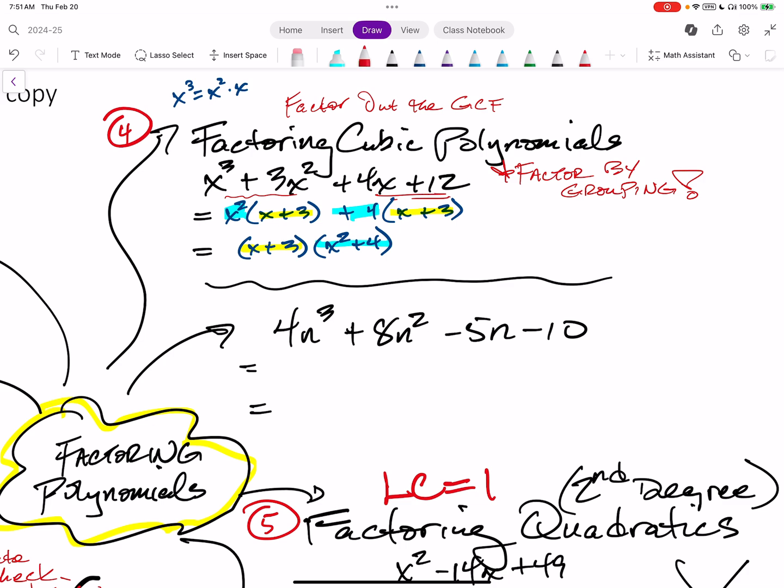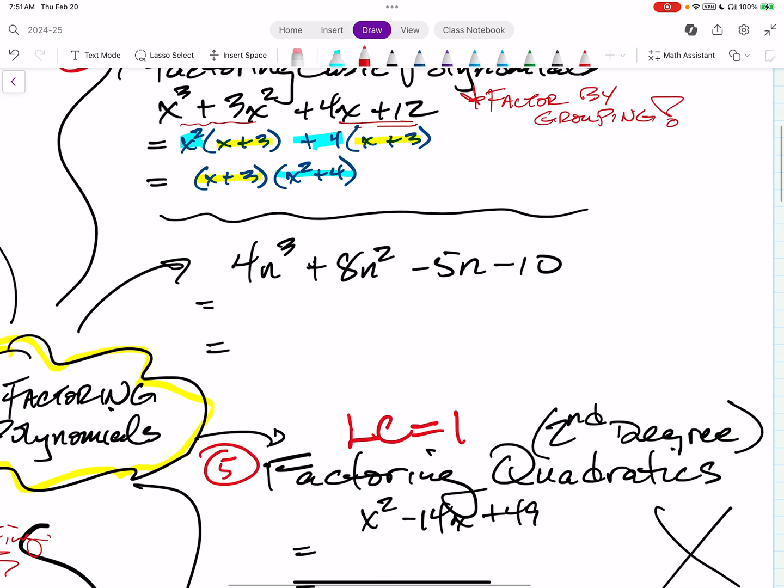Okay, I'm going to assume that you have already done this. So let's first group and then second group here. All right, so let's factor out a 4n squared because 4 is a factor of 4 and 8, and n squared is a factor of n cubed. So you have 4n squared times n will give you the first term, and then 4n squared times 2 will give you the 8n squared.